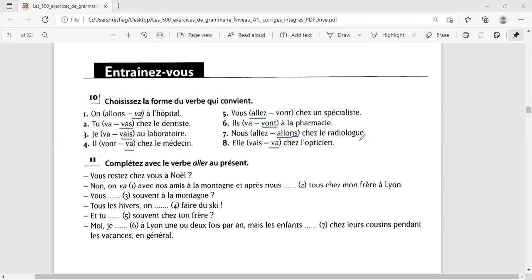Mais les enfants, but the children, vont chez leurs cousins pendant les vacances en général. But the children go to their cousins' place during the vacation in general. Okay? That is the verb.